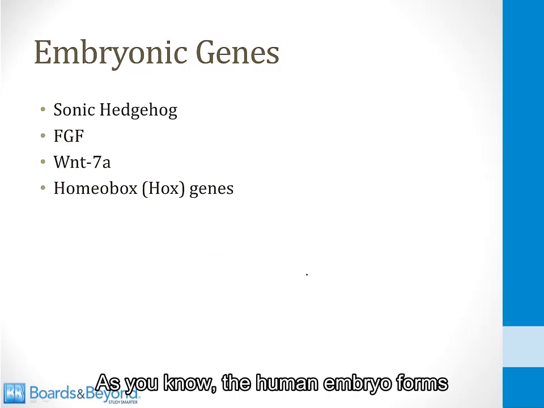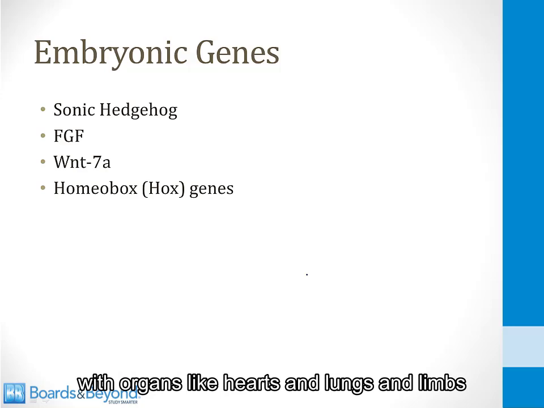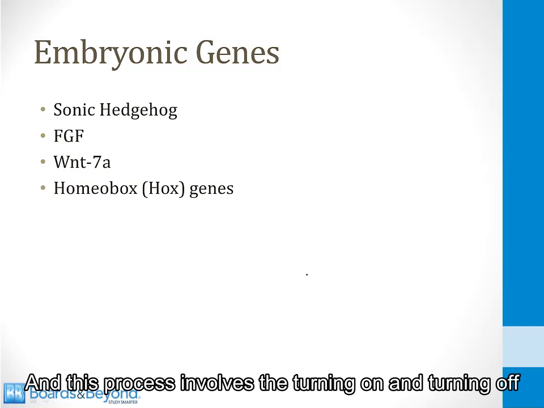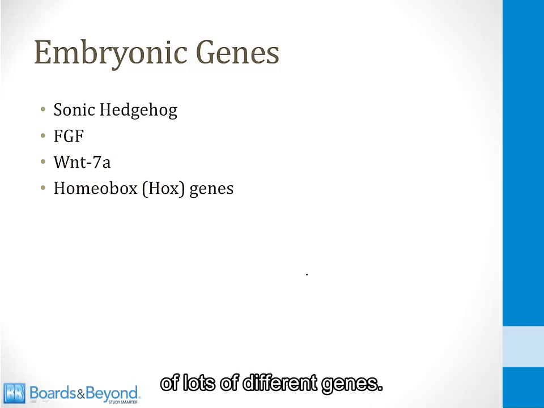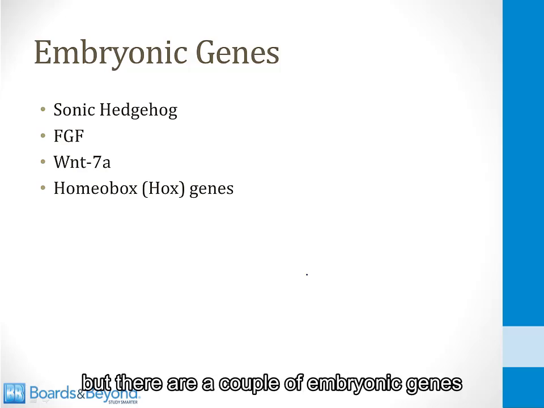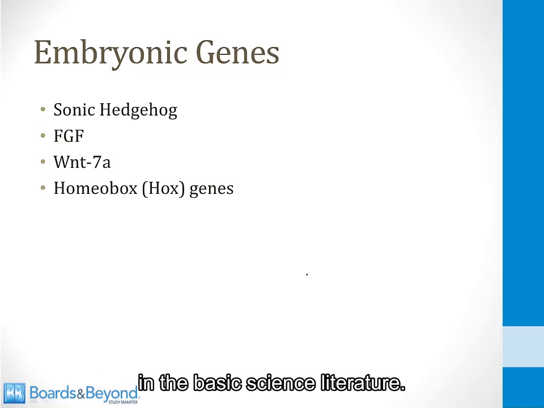As you know, the human embryo forms from a single cell, a fertilized egg, and that single cell goes on to produce a multicellular organism with organs like hearts and lungs and limbs and a head and eyes and ears. And this process involves the turning on and turning off of lots of different genes. The entire process is complex and poorly understood, but there are a couple of embryonic genes whose roles have been well characterized in the basic science literature.